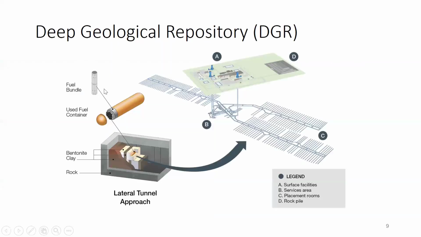This is the basic diagram of what the DGR itself looks like. So you've got your used fuel bundles from the CANDU reactor. Those then go into a carbon steel container that is coated with copper, electroplated with copper. Those are then placed within a clay called bentonite, which we'll talk about a little bit more in a bit. And those are then placed deep underground within Precambrian rock, again, at one of these two sites that are currently being looked at.